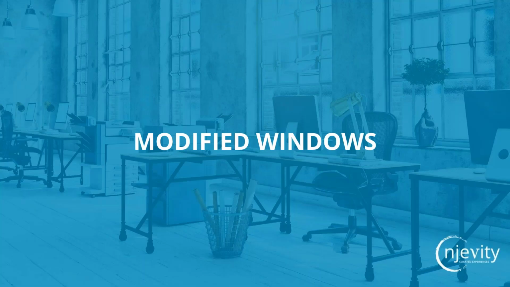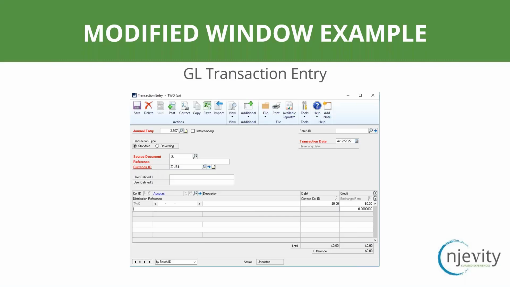Okay, now let's start talking about our PowerGP Online functionality. First is modified windows. I've got an example here of the GL transaction entry window, and we'll look at a lot of these, but I bring this one up because one of the modifications that we've done along the way for almost every window that is involved in distributions is that we've added the description next to the account.